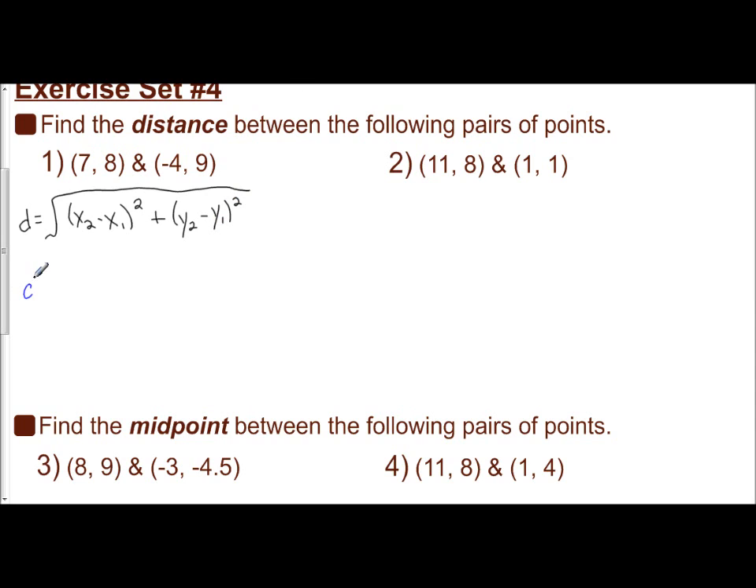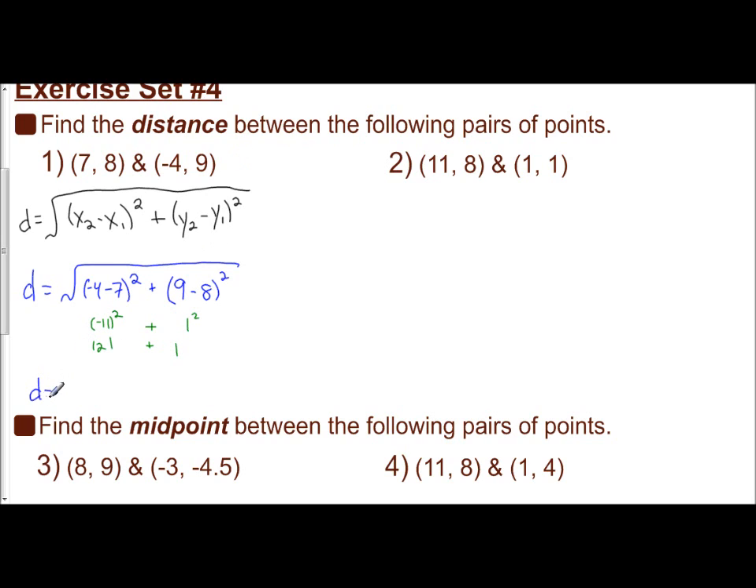So when I plug everything into the formula, my x2 is -4, my x1 is 7, so I have -4 minus 7 squared plus my y2, which is 9, minus 8 squared. And so underneath this, I know -4 minus 7 is -11. So I have -11 squared, 9 minus 8 is 1, so I have 1 squared. Well, -11 squared is 121, and 1 squared is 1. So really I have 121 plus 1 in the square root.